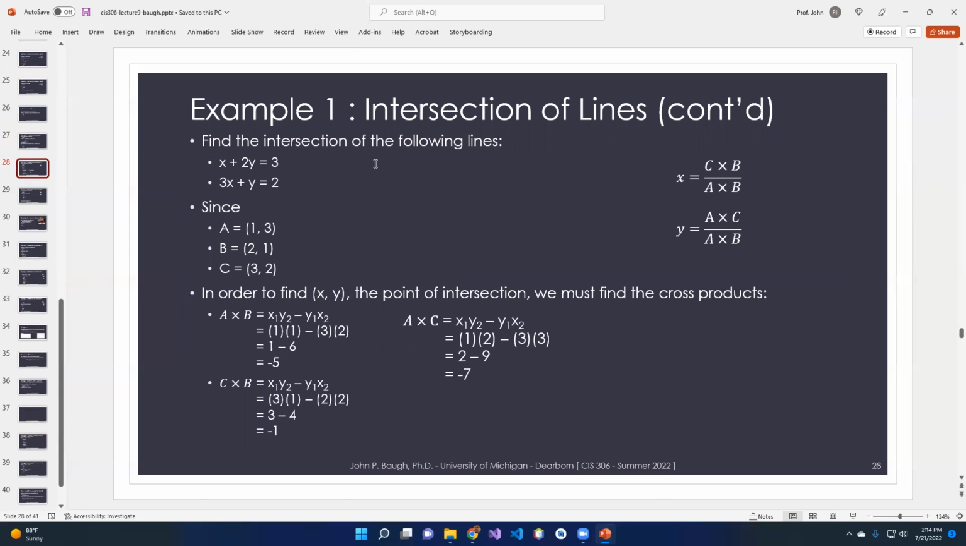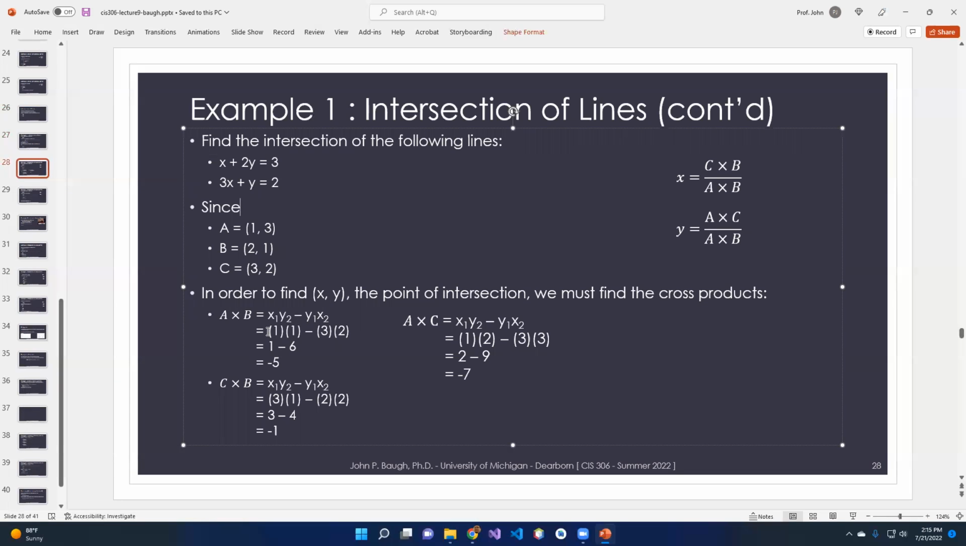Well, again, these are vectors, not just points, okay? So we have the cross product, that actually should be magnitude, sorry. There's a magnitude of cross products right here. In order to find the x, y, the point of intersection, we have to find the cross products, magnitude specifically. So we'll just pretend that says magnitude explicitly, but we have x1 times y2 minus y1 times x2.